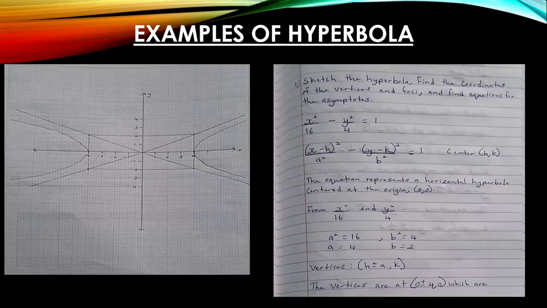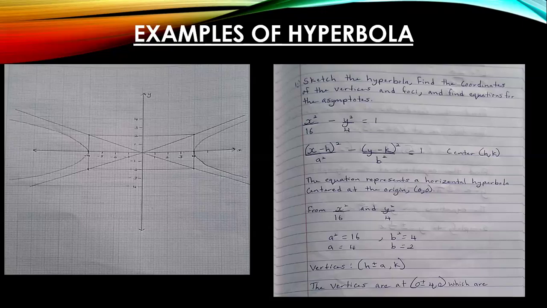All right, so here we have an example of a hyperbola where the center is at 0, 0. The exercise says, sketch the hyperbola. Find the coordinates of the vertices and foci and find equations for the asymptotes.